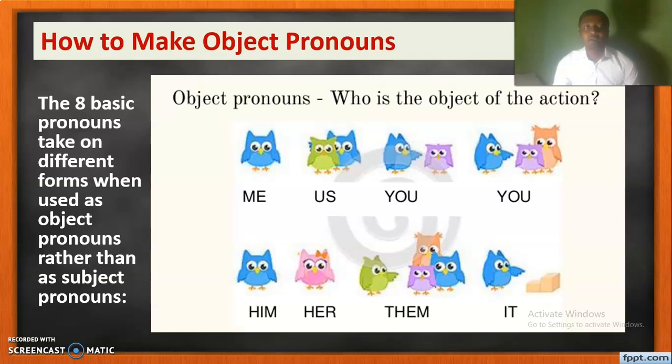Let's discuss how to make object pronouns. We do have 8 object pronouns in the English language: me, us, you in the singular form, you in the plural form, him, her, them, and it. These are the 8 object pronouns in the English language.